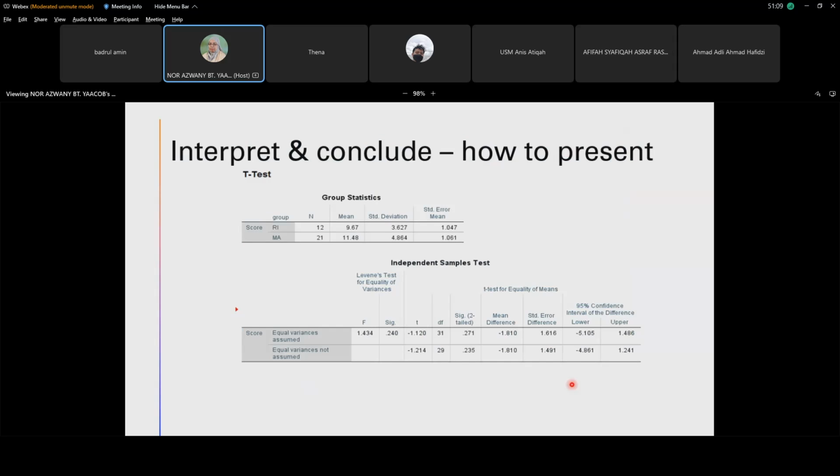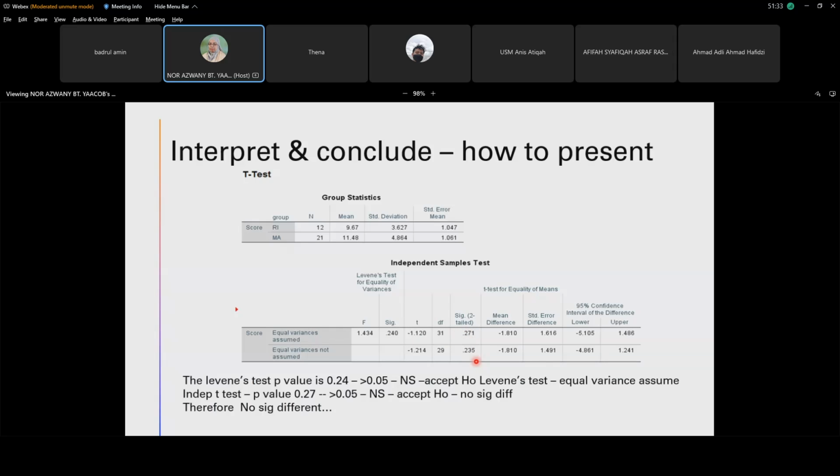For example, for t-test, you have to look into Levene's test for the assumption. If it's not significant, then equal variance assumed. So you have to look into this p-value. This is the p-value for Levene's test, not significant. So it means equal variance assumed. So you can take this p-value. Okay. So how you are going to answer? You have to put all the things here.